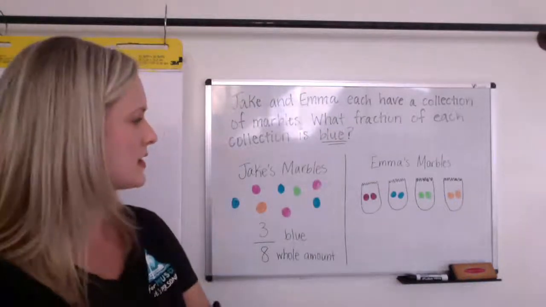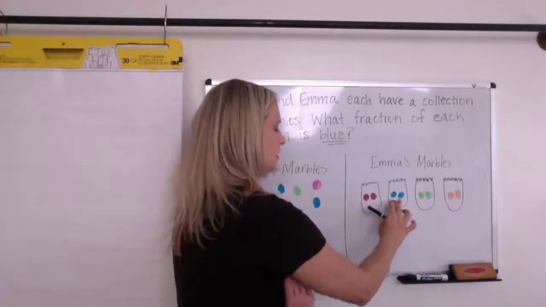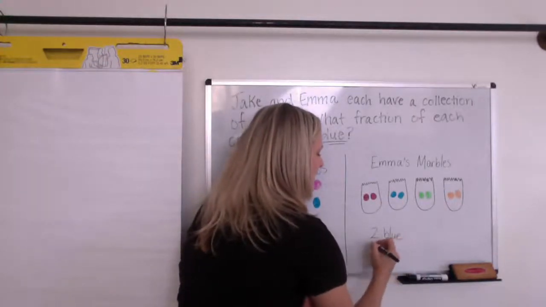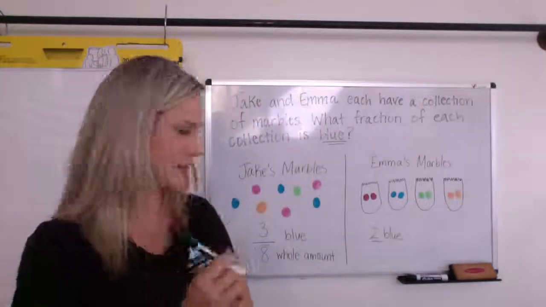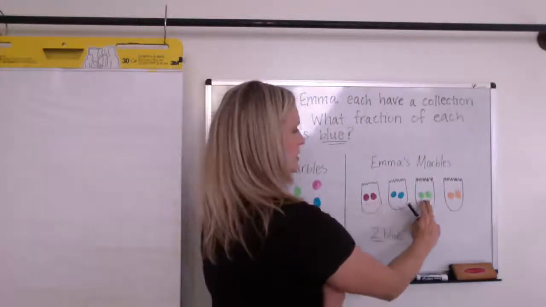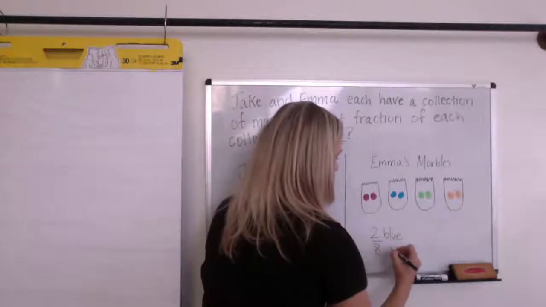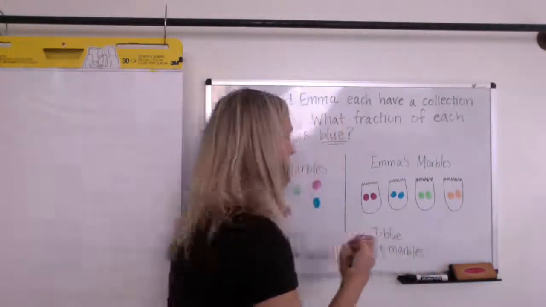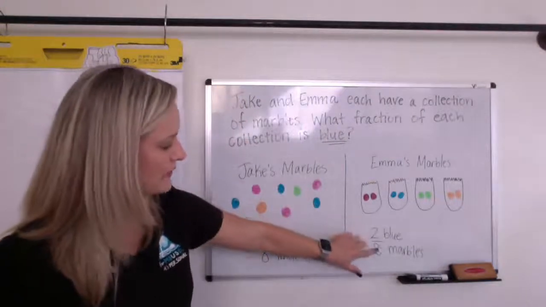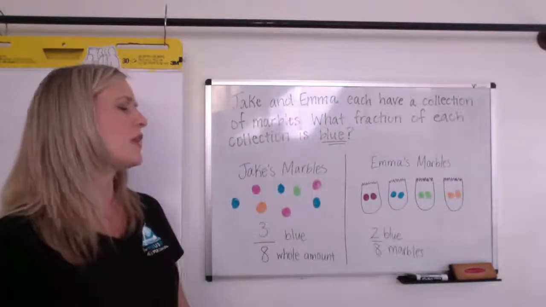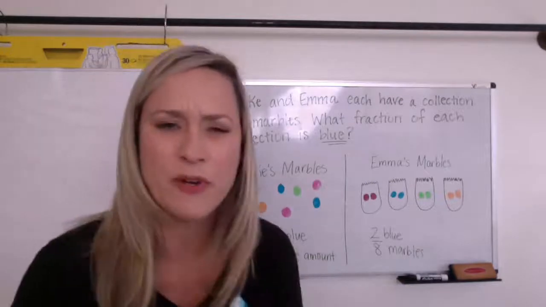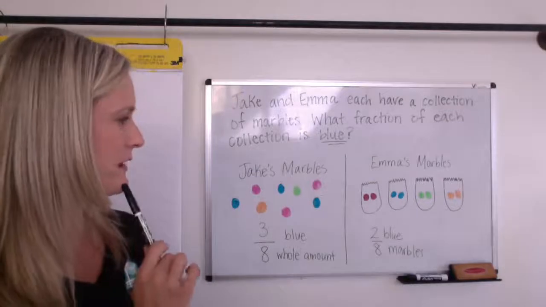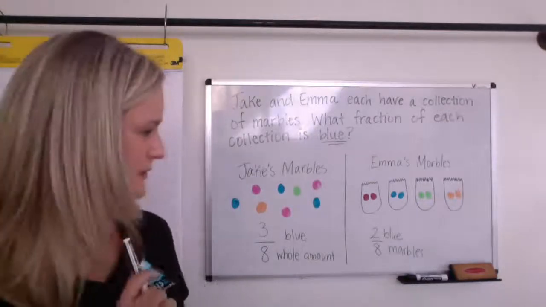So we could look at it like 2 marbles. So 2 are blue out of, how many marbles does Emma have? 2, 4, 6, 8. Okay, so 2 out of 8 are blue. We could look at it that way, but does anyone see it differently? Let's take a moment and see if we can figure out another way to look at this.